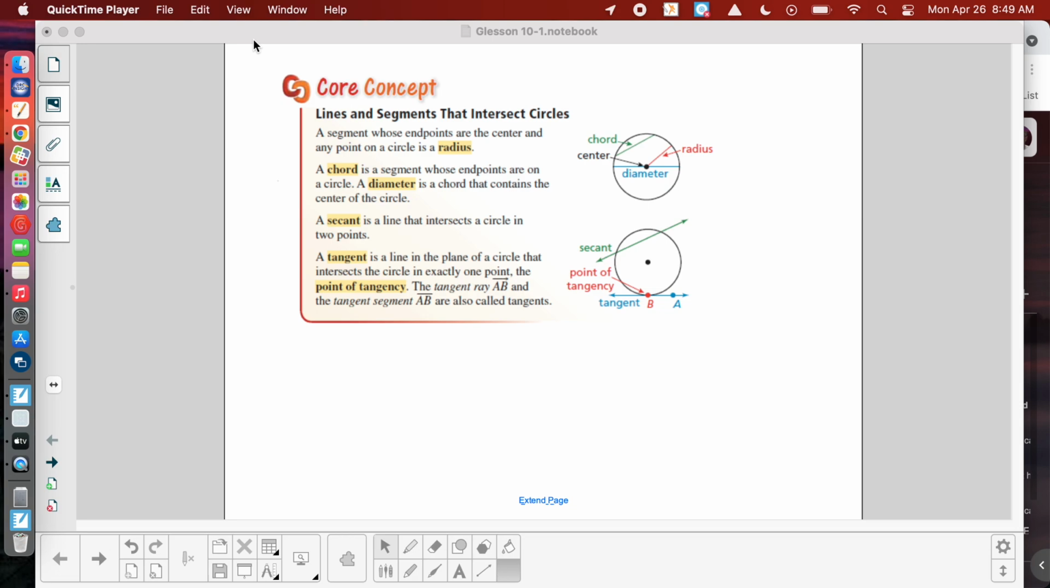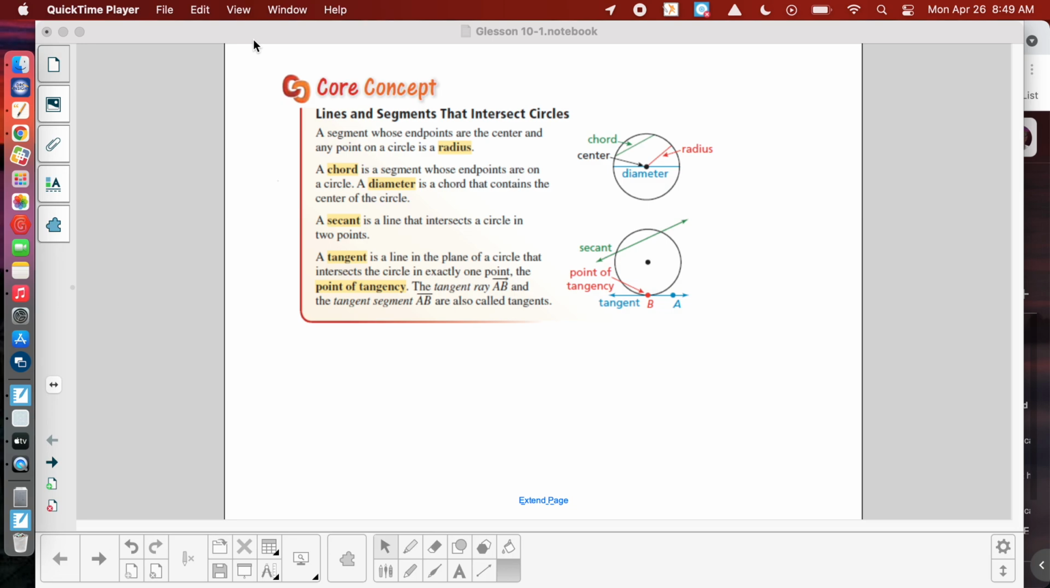A radius of a circle. A radius is simply a segment, and you can see in the picture there that goes from the center of the circle to the edge of the circle. The diameter is twice as much as the radius. It goes through the center of the circle. It's twice the length of a radius. Do not mix those two up.